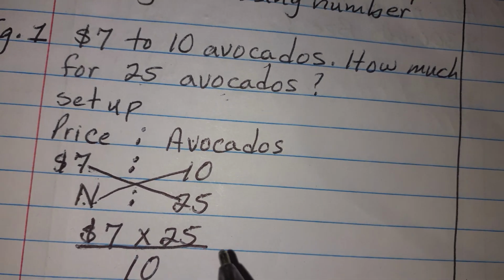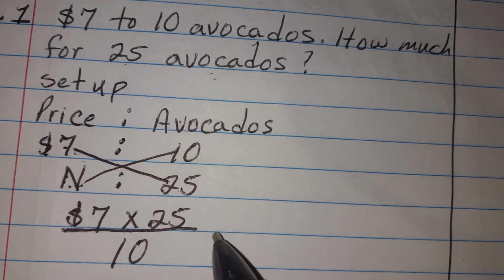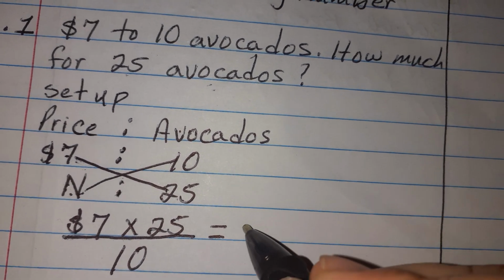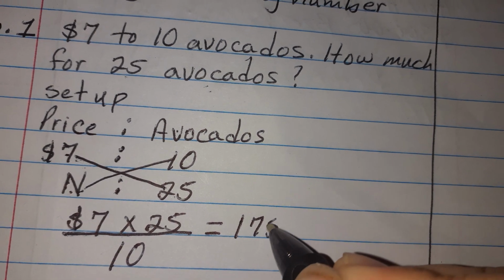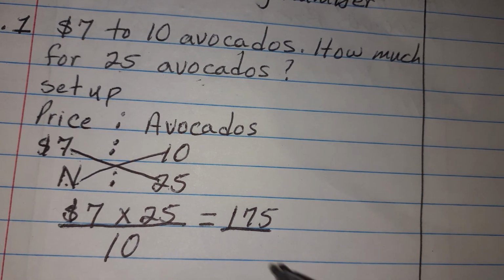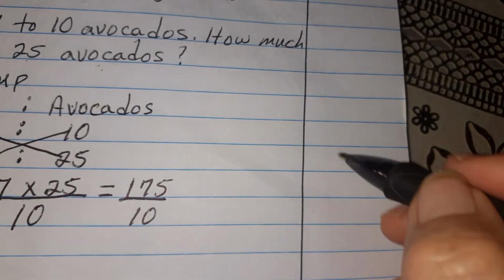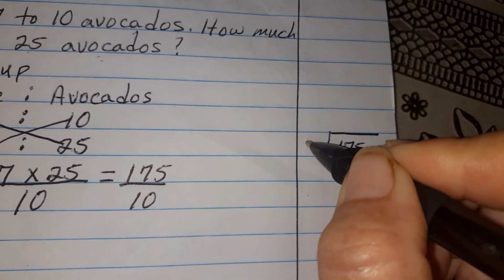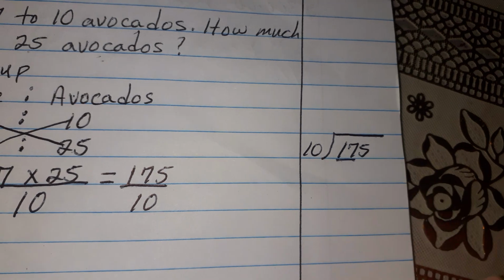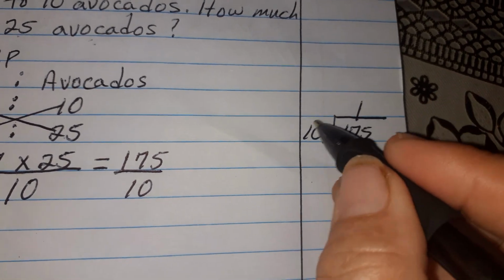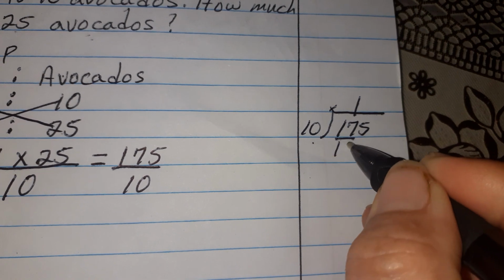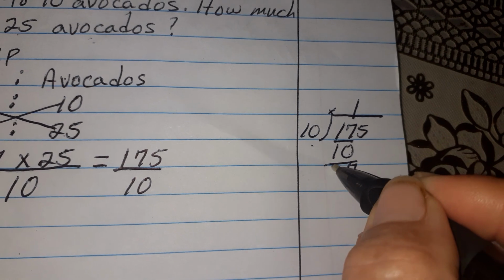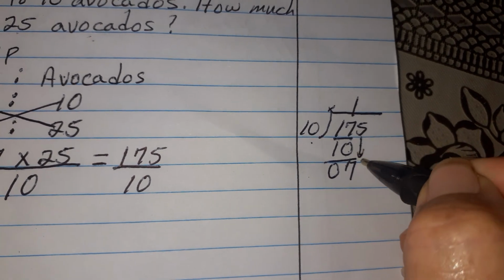Okay, now we say 7 times 25. 7 times 25 is going to give us 175 divided by 10. Now you go to your rough work and you divide 175 divided by 10. 10 into 17 is going to give us 1. 1 times 10 is going to be 10. 7 minus 0 is 7. 1 minus 1 is 0. We bring down the 5.